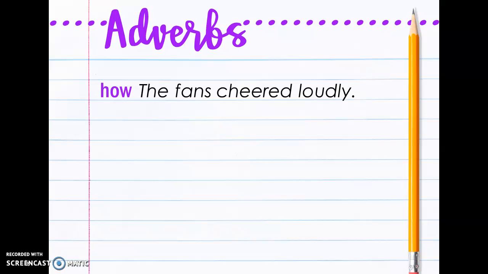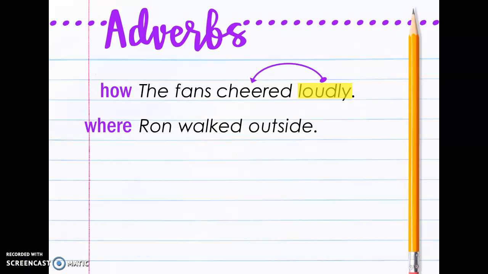How did the fans cheer? They cheered loudly. Adverbs can also tell us where. Ron walked outside. Where did he walk? Outside. Adverbs can tell us when. We already finished the test. When did we finish? Already.